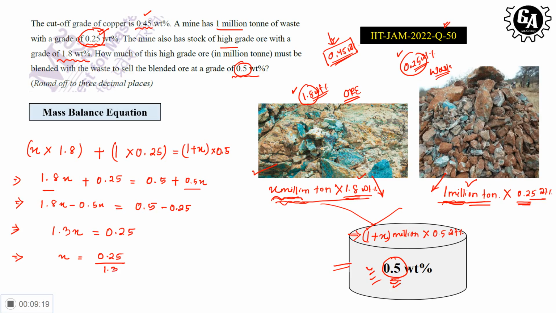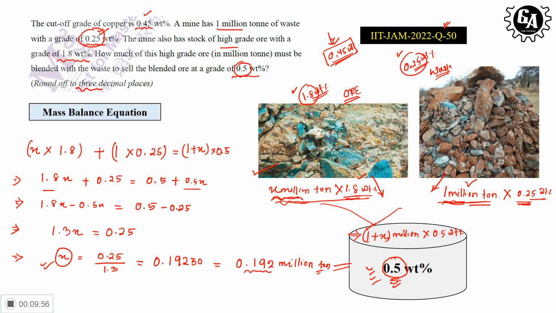Okay, 0.25 by 1.3, the ratio is 0.19230. Now the answer is rounded off to 3 decimal places. So what will be the answer? Then 0.192. Okay, this x, what is this x? This is million ton, because we have not changed the units. Okay, this is million ton, this is million ton.